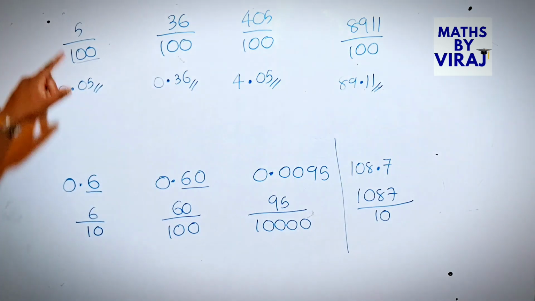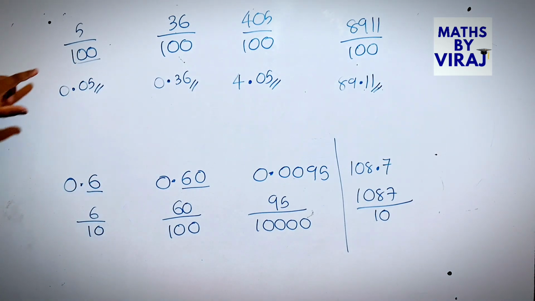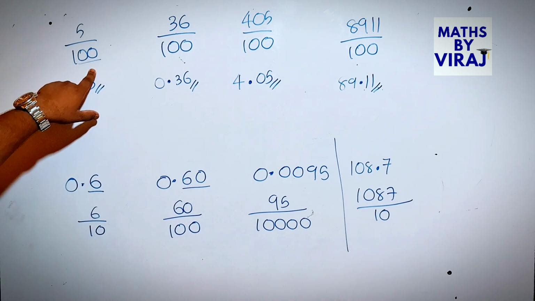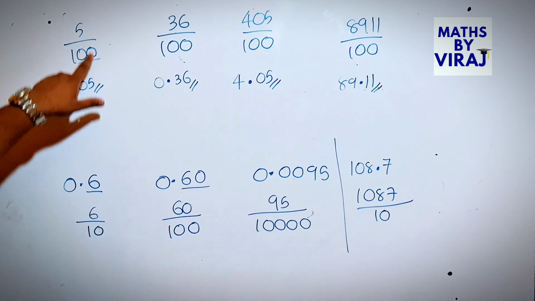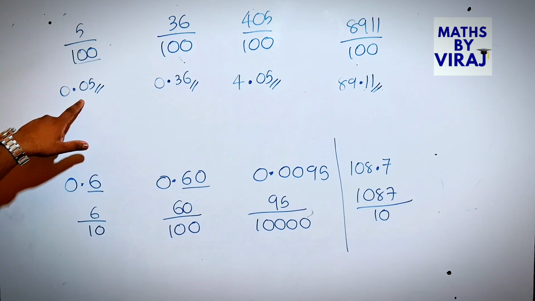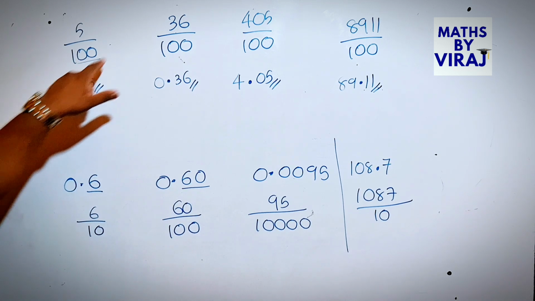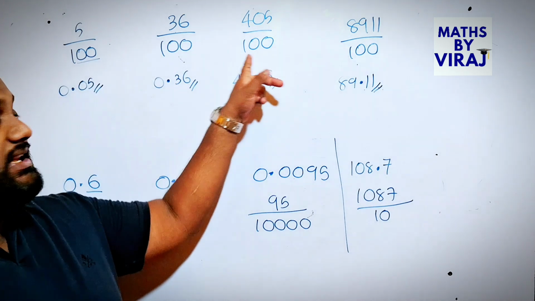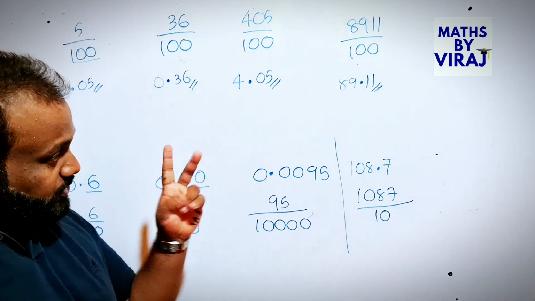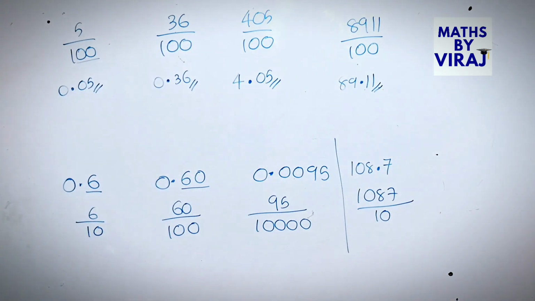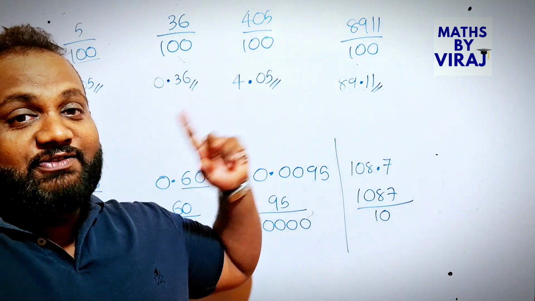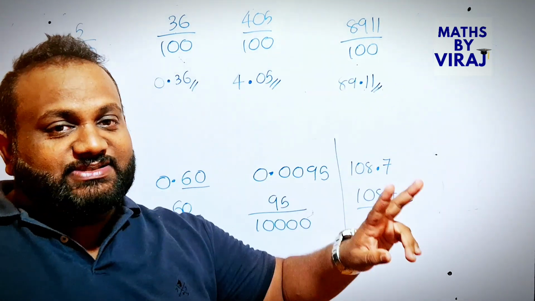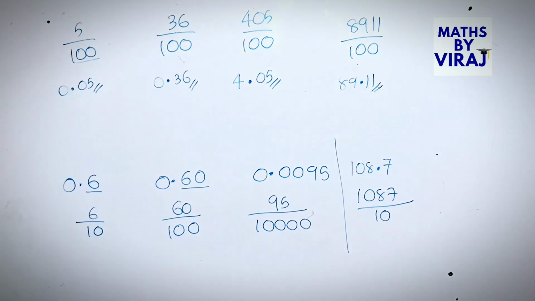Again, let's see. 5 over 100. There are 2 zeros here in the denominator. Therefore, when 5 is divided by 100, there should be 2 decimal places. Therefore, it is 0.05. 36 over 100, 2 decimal places, 0.36. 405 over 100, it is 100. Therefore, there should be 2 decimal places, 4.05. 8,911 over 100, there should be 2 decimal places, and the answer is 89.11.